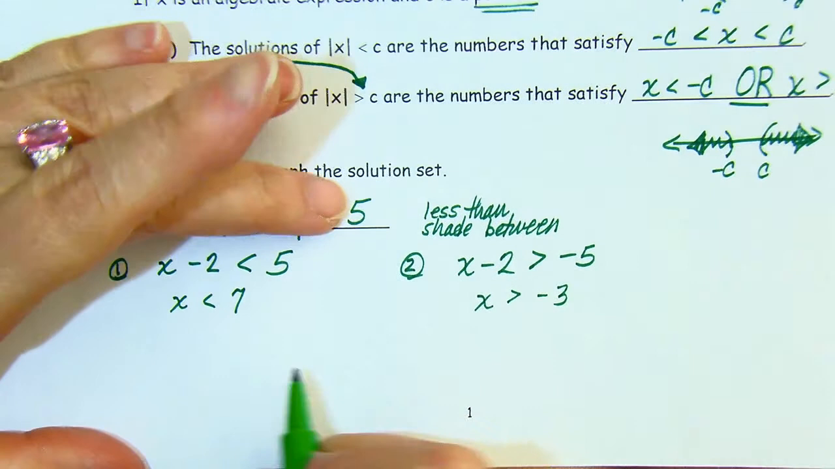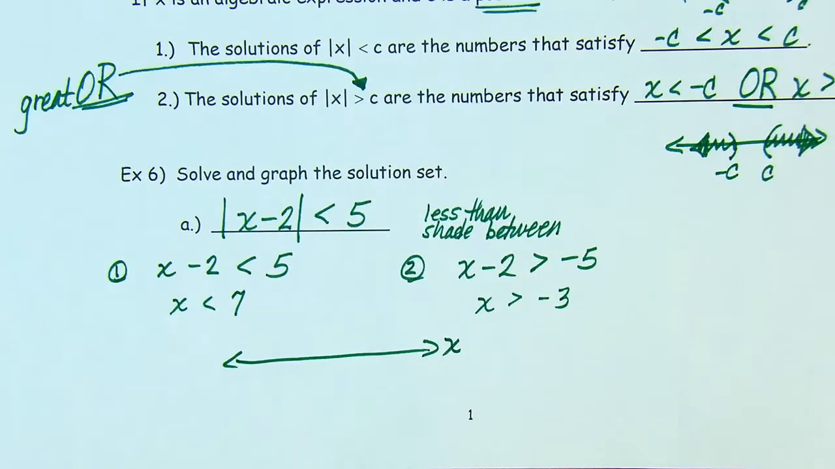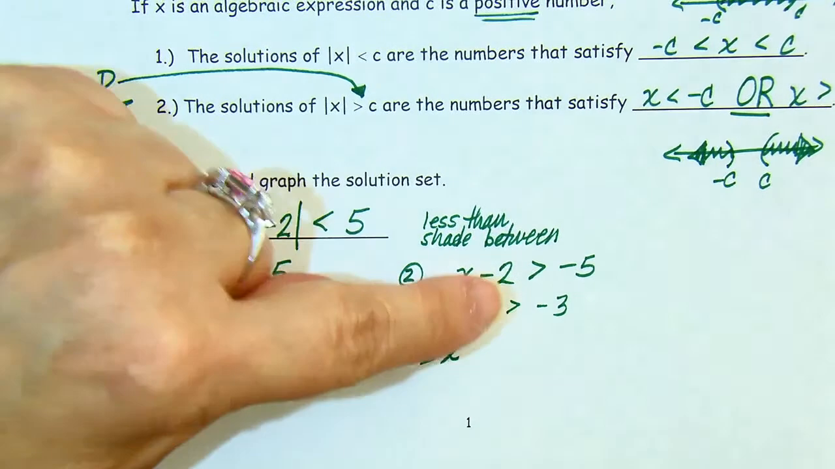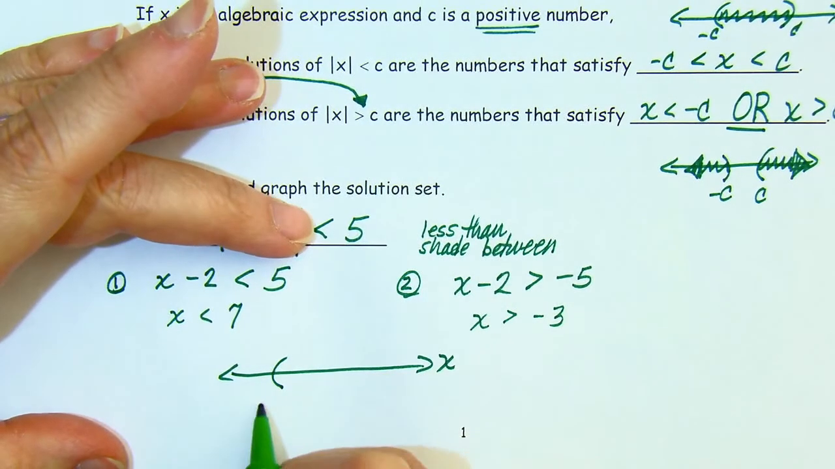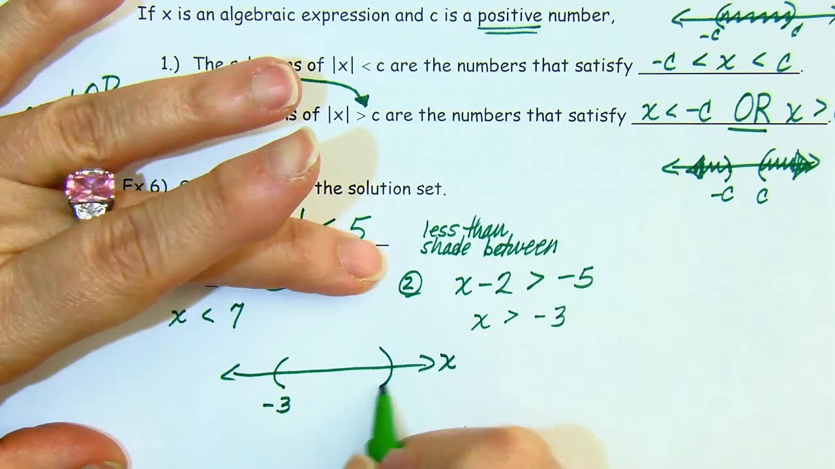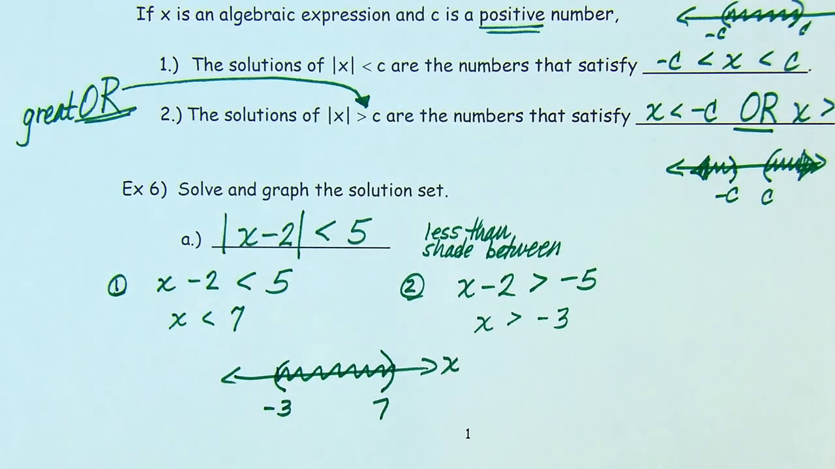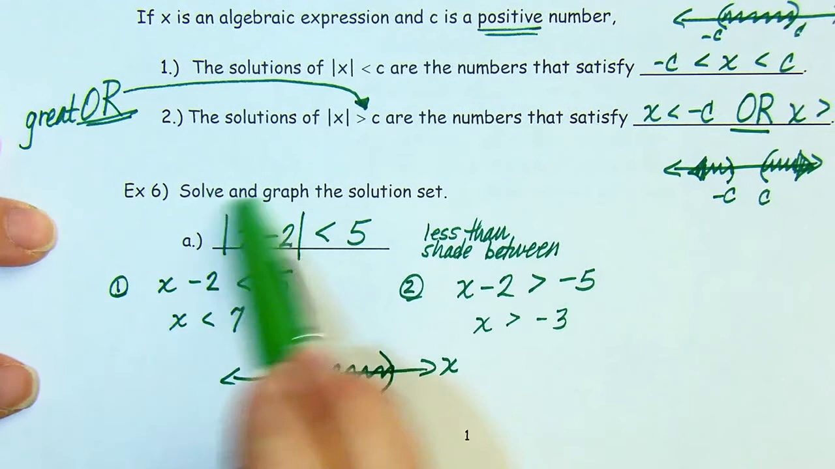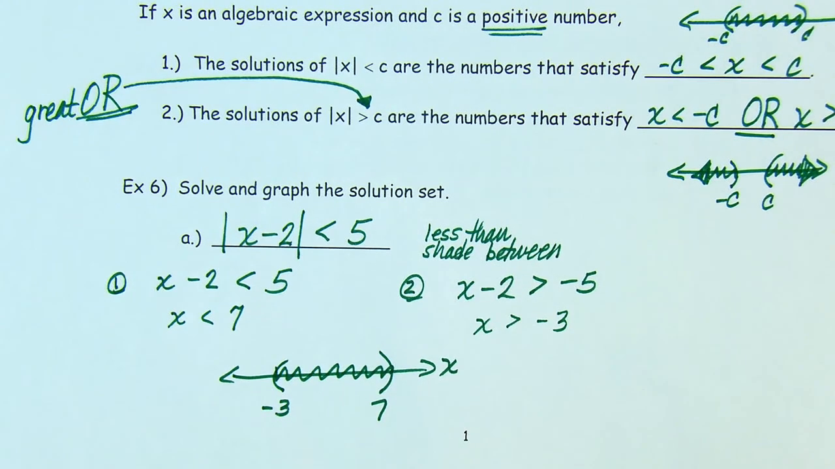Now when I put this together on a graph, I'm here at 7 and shading left. I'm here at negative 3 and shading right. So, and not equal to, right? So there's a parenthesis there. And just as I expected, I'm shading between. Okay, so I don't think it's too terribly difficult. But the thing is, you have to make sure this is isolated. And then, you know, kind of figure out if you should be shading between or shading in opposite directions.